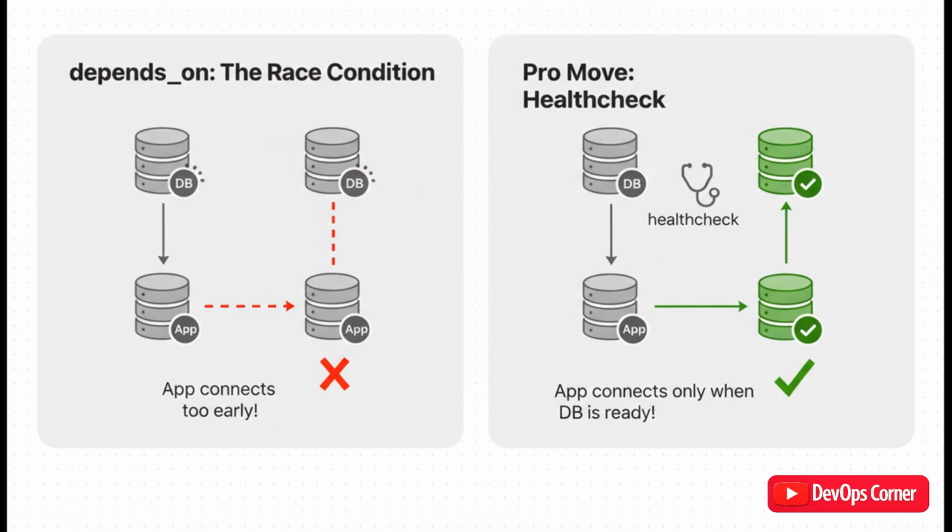This creates a race condition where your API starts up, tries to connect to a database that isn't ready, and just crashes. The pro move is to add a health check to your database service, a little command that checks if Postgres is actually ready to accept connections. Then you change depends_on in your API service to wait for the service_healthy condition. Now your API will patiently wait until the database is truly ready. This makes your local stack rock solid.